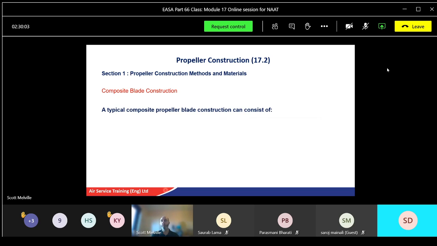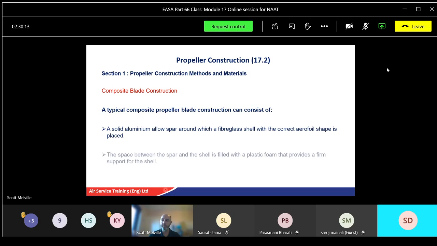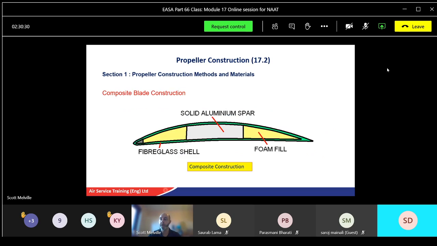Now, a typical composite blade construction can consist of a solid alloy spar, around which you have a fiberglass shell with the correct airfoil shape in place. Again, all specific to the design of the aircraft and the engine. Now, the space between the spar and the shell is filled with plastic foam, and that provides support. Without that support in there, it could collapse. So by putting a very simple foam in there, it expands out and it stops it compressing. And also it's lightweight as well.